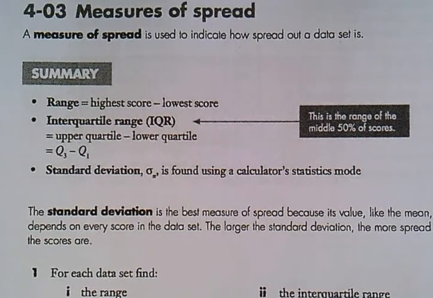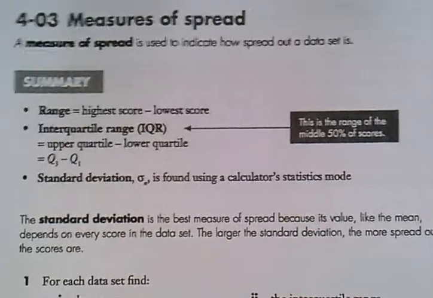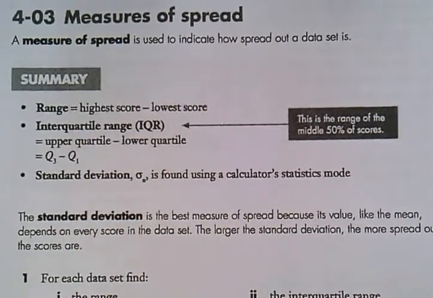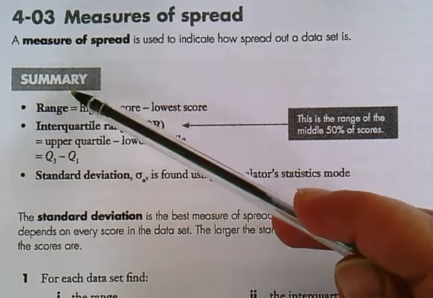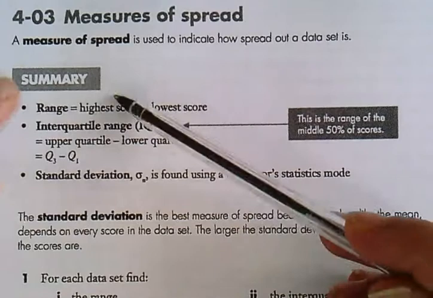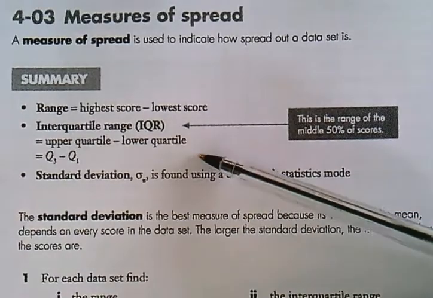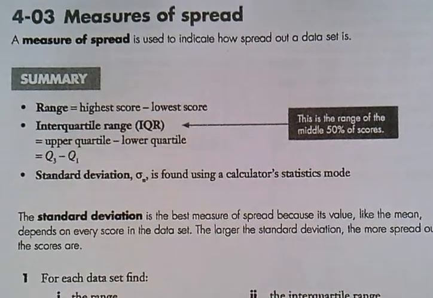Measures of spread, how spread out is the data? The range, the interquartile range, and the standard deviation. How spread out is it? Now, starting with range, we learned that in year 8. It's the simplest type of measure of spread. Interquartile range you would have seen, I think, in year 10 and last year.